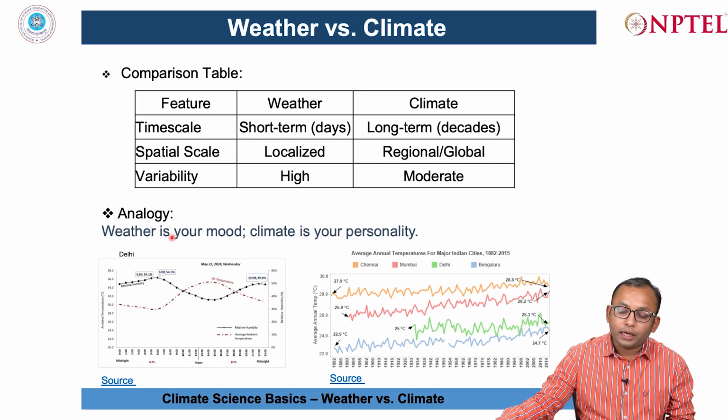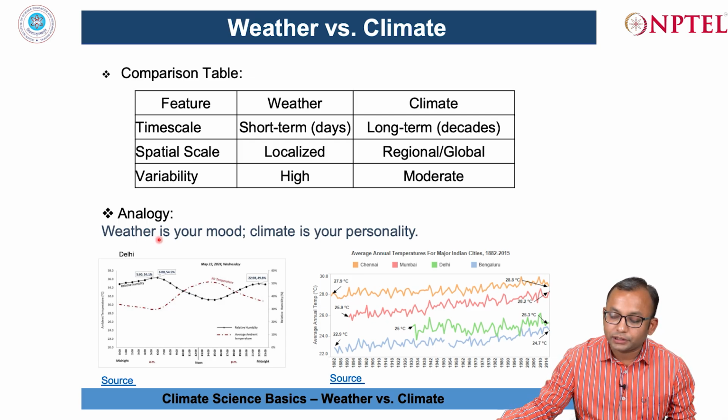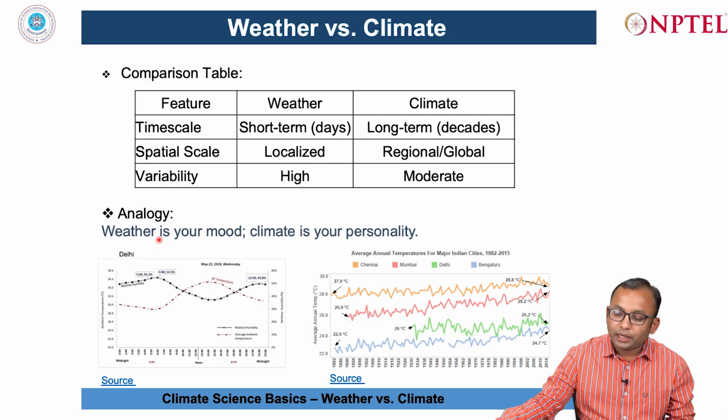Here you can also understand both terminologies in terms of analogies. For example, weather is your mood and climate is your personality. This is how we can explain in very general terms how we can define these two different terms. For example, here in the left bottom part, you can see the temperature profile of Delhi city, and also the relative humidity at midnight, noon and midnight for one particular day.